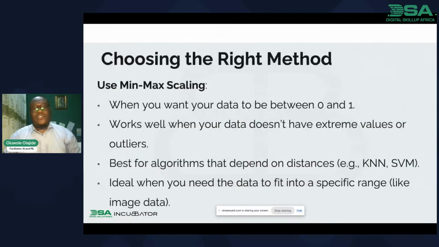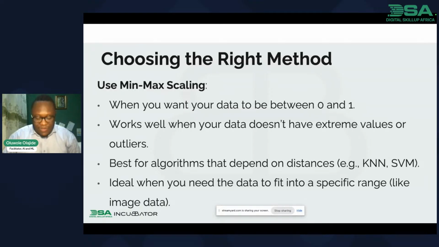All right. Choosing the right method, I just have to stress it again. So you just see it. Normalization is what you use when you want your data to be between zero and one. It works well when your data doesn't have extreme values or outliers. Like I said, it's best for algorithms that depend on distances.